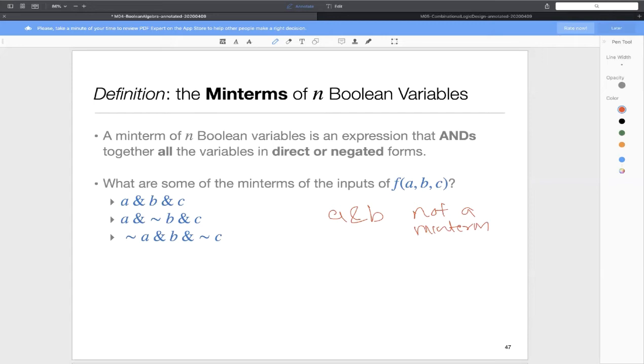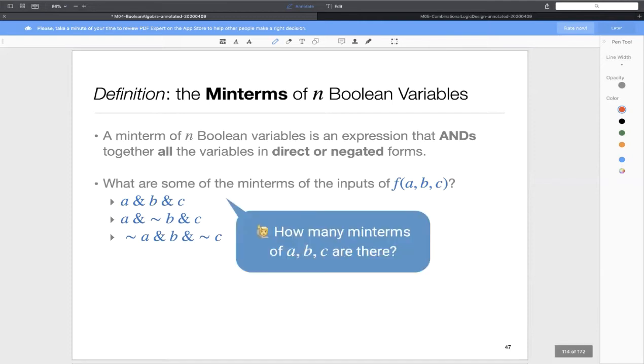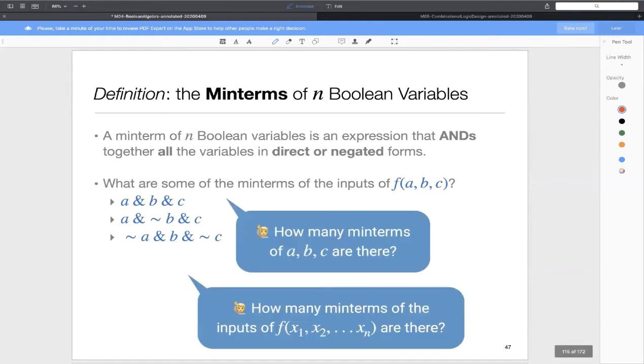So how many minterms would there be for a, b, c? Would there be 8? Yeah, exactly, 8 minterms, because each variable has to appear either in native form or in negated form. So 2 times 2 times 2, 8 minterms. How many minterms are there if I had n variables? It will be 2 to the power n, right?